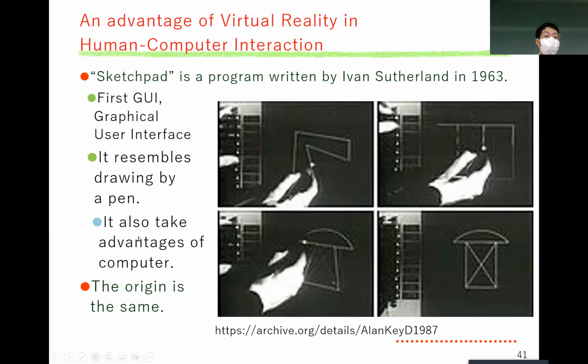And it also takes advantage of the computer. Even if you draw this kind of not-aligned lines, by clicking some function you can change the shape. So the computer system makes this image from a hand drawing like this. I think because of the computer, this kind of thing is possible.